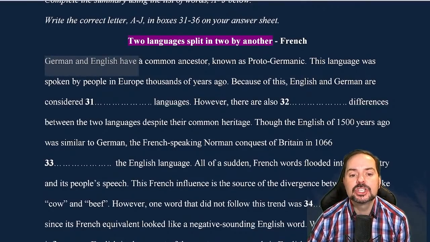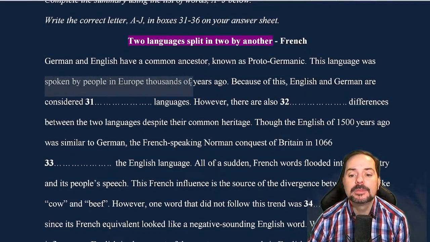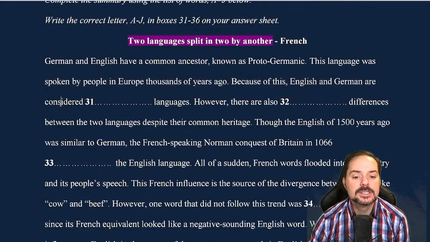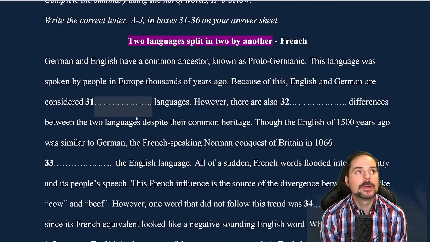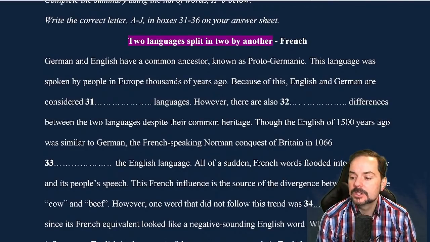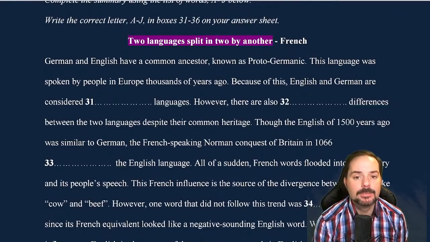So German and English have a common ancestor known as Proto-Germanic. This language was spoken by people in Europe thousands of years ago. Because of this, English and German are considered something languages. What's the correct word here? Don't look at the choices. Think about the correct word. Okay? So what's the correct word? So German and English are considered something languages.